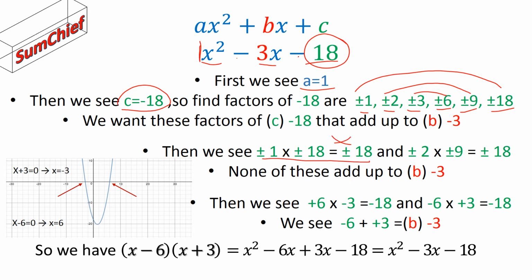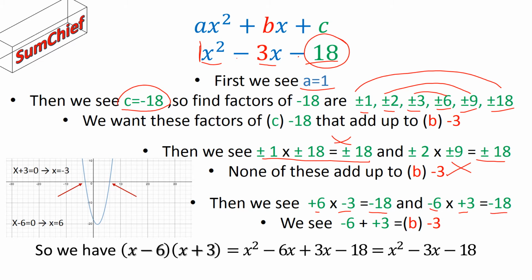And then we've got plus or minus 2 times plus or minus 9. That will give a plus or minus 18, which is fine. But again, the difference between these is always 7, so that's never going to add up to minus 3. So that's no good to us. So on to the last choice. We see that plus 6 times minus 3 is minus 18. That's promising. And minus 6 times plus 3 is also minus 18. So that's promising.